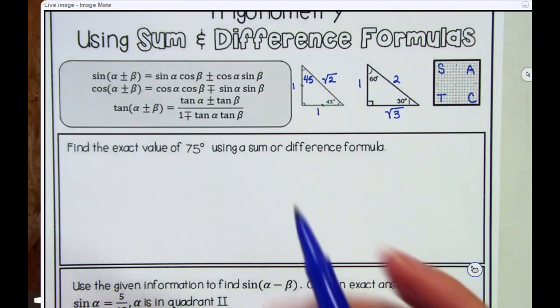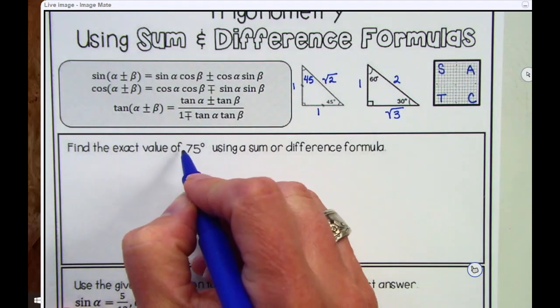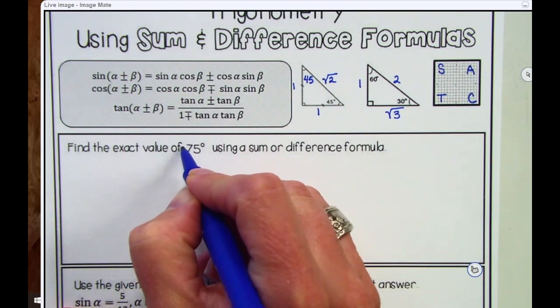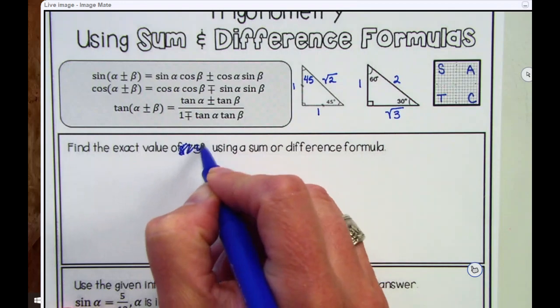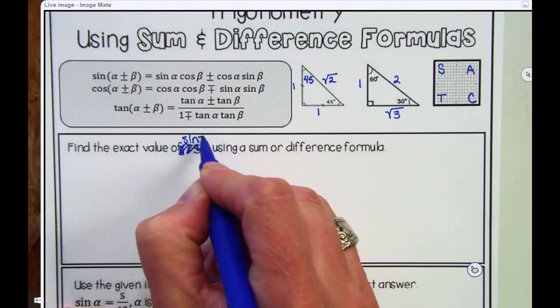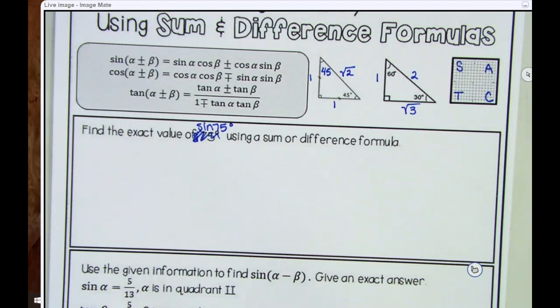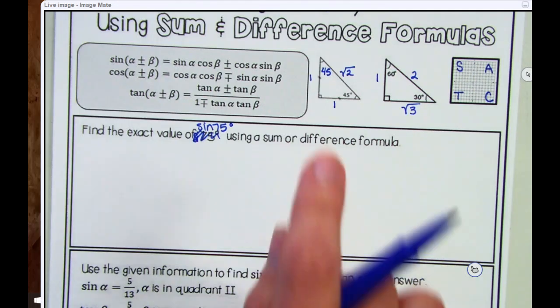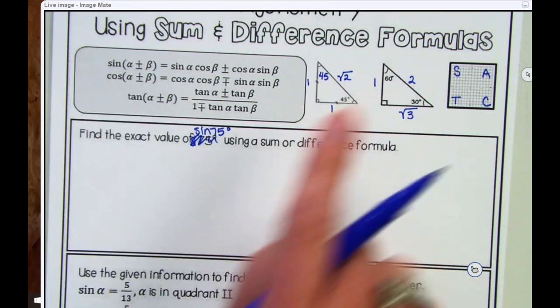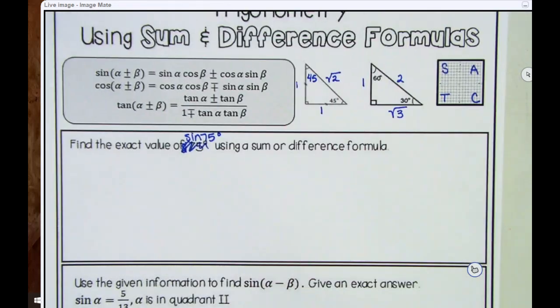Oh, and it looks like there's a misprint on this one. Find the exact value of, I want you to put sine, here, I'm just going to scribble that out, sine of 75 degrees. Exact. I can't grab my calculator. And so what I have to do is, using my special angles, how could I add some special angles and get to 75 degrees?